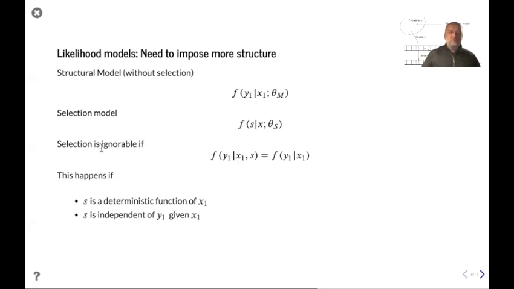Selection is generally ignorable if the density where we condition on selection is equal to this original conditional density. In that case, if y was a binary variable, you do your usual probit. If y is equal to x beta plus u, and u is normally distributed, then you just do a linear regression, and you can do that with maximum likelihood too, and it's going to be equal to the OLS estimator. That is kind of the trivial relationship. That's not why we're here. This happens when S is a deterministic function of X, and if S is independent of Y1 and X1.